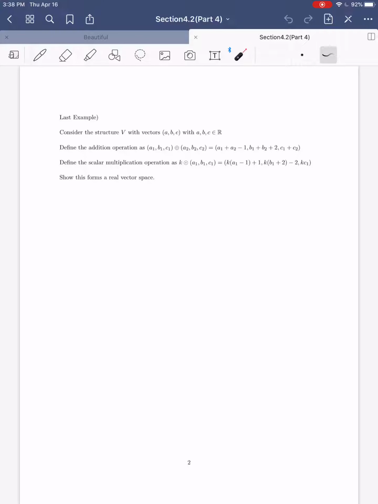But the thing that's non-standard here are the addition operation and the scalar multiplication operation. The addition operation is defined here. It says that (a1, b1, c1) plus (a2, b2, c2) is actually (a1 plus a2 minus 1, b1 plus b2 plus 2, c1 plus c2). And the scalar multiplication, k times (a1, b1, c1), is actually (k times (a1 minus 1) plus 1, k times (b1 plus 2) minus 2, k times c1). So some non-standard operations here.